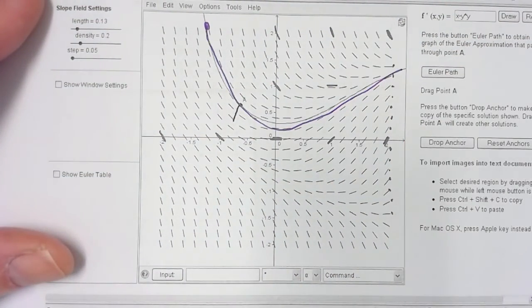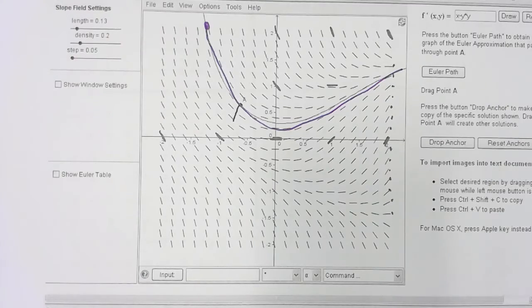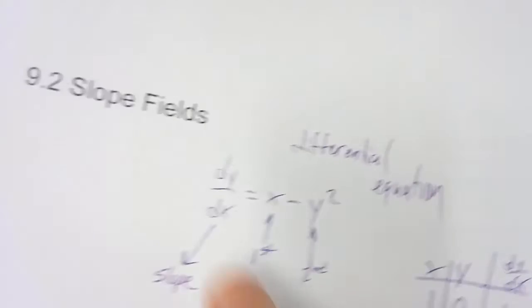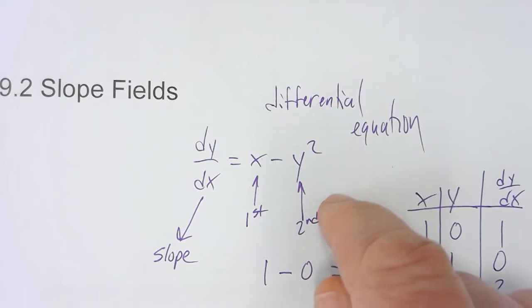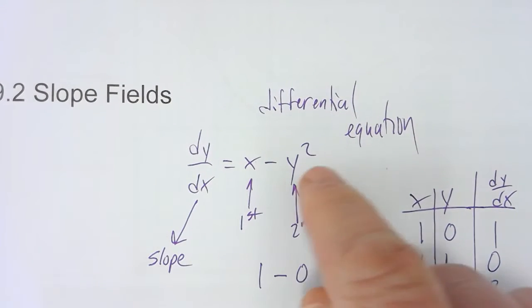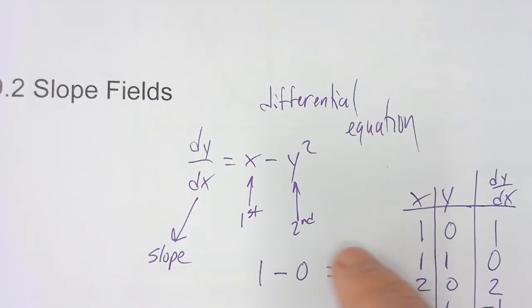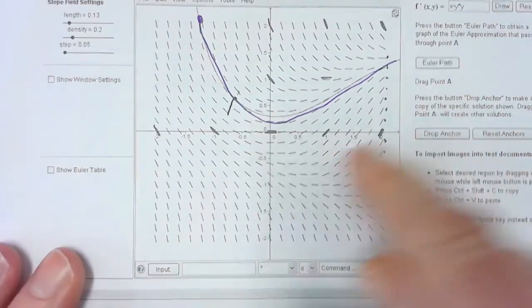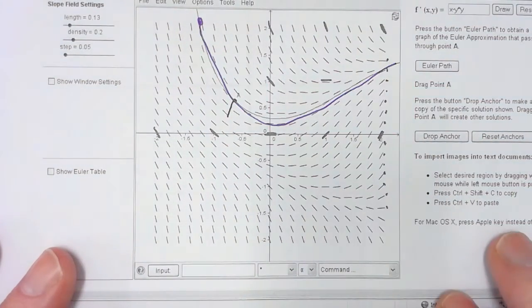Well, that's one of the solutions, because when you take the antiderivative of this, there's always that plus c. So if you take the antiderivative of this, you get that plus c. So you really don't know where the exact solution is. This is kind of a picture of all the solutions.